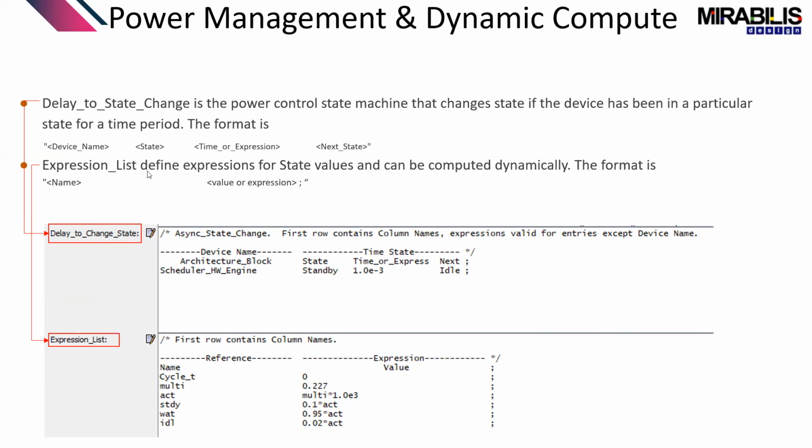Then we have the expression list, which is used to define expressions for state values and can be computed dynamically. So we can see here that we can define various variables as one of the columns under the name column, and the value for it can be defined in the value column. So here we can define a static value again, or it can be linked with another variable. So we can make it in such a way that it changes dynamically. So during the simulation runtime, these values get updated, and as a result, these variables get updated, and the corresponding state gets updated as a result.